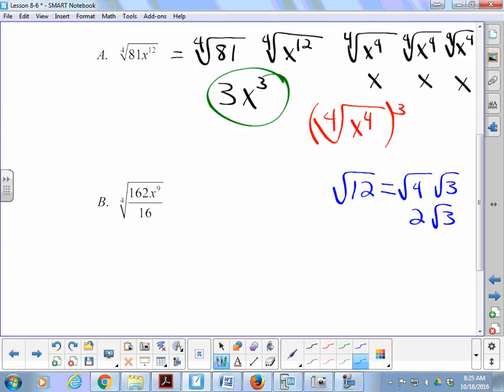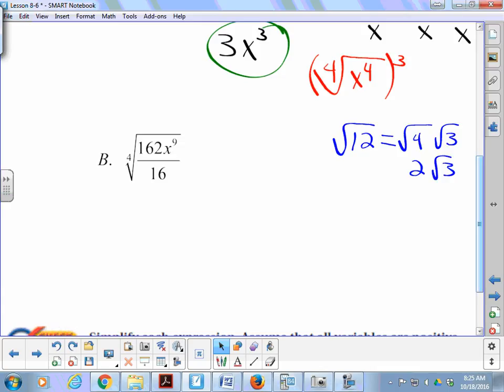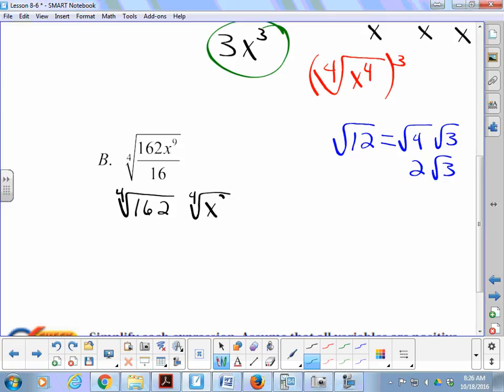Okay? So we're going to do the same thing with bigger indexes than 2. So first thing I'm going to do is pull this apart into 3 pieces in this case, right? Because we have the fraction plus we have x. So I'm going to rewrite it as the 4th root of 162, 4th root of x to the 9th, and the 4th root of 16.